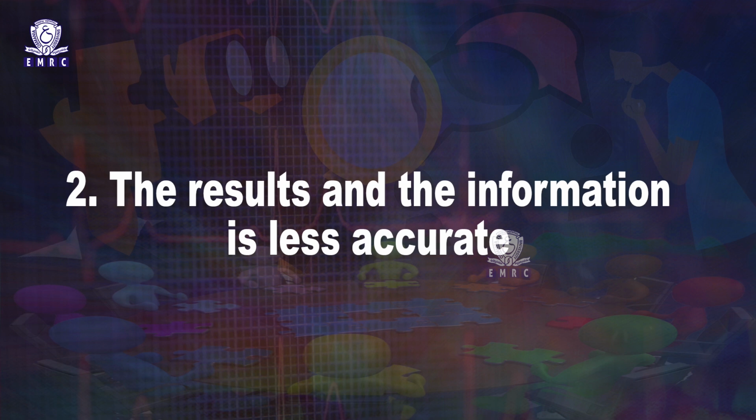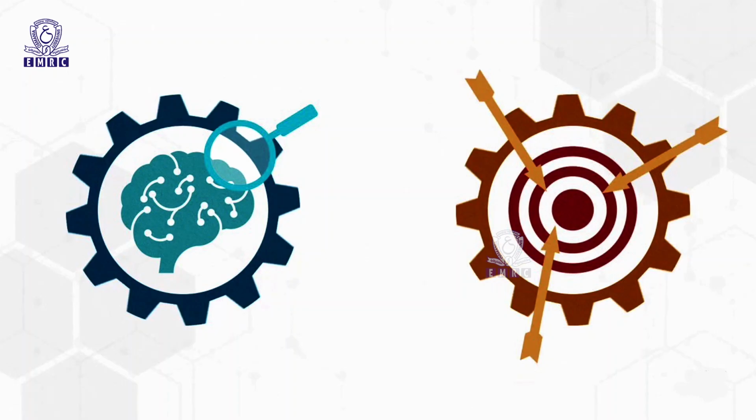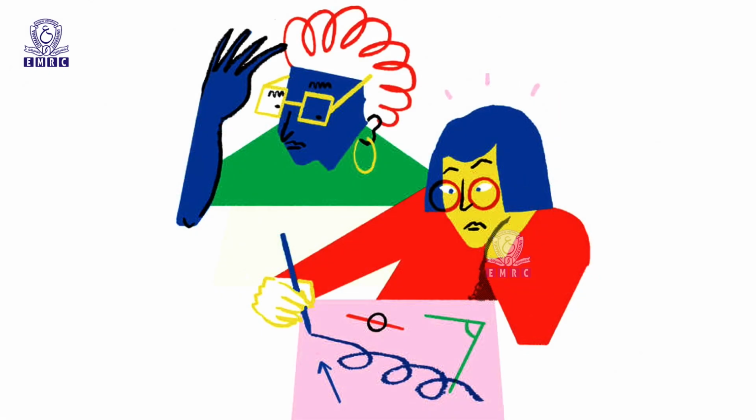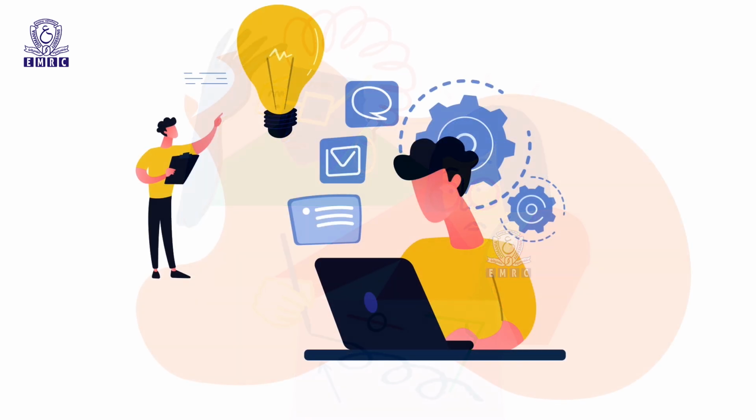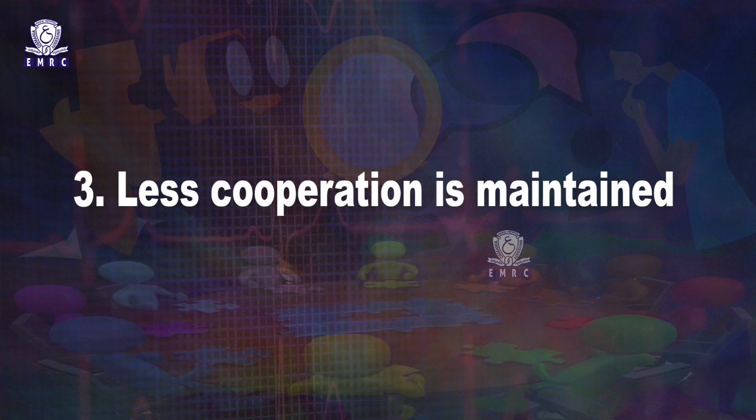The results and the information are less accurate. Group testing is said to be less accurate as the results that we get are combined. This is how the examiner fails to know the output at an individual level. So, individual performance remains unknown when it comes to group testing. Next, less cooperation is maintained.